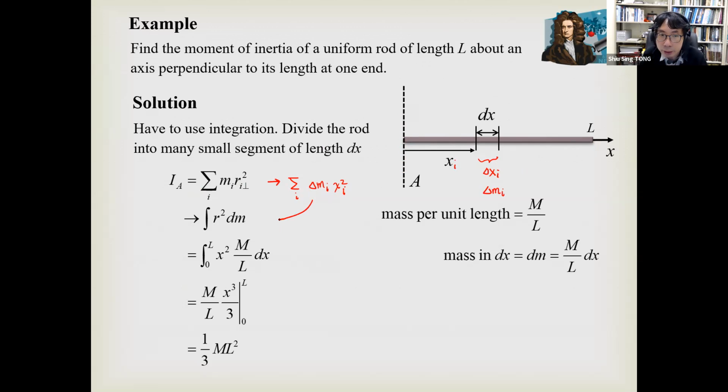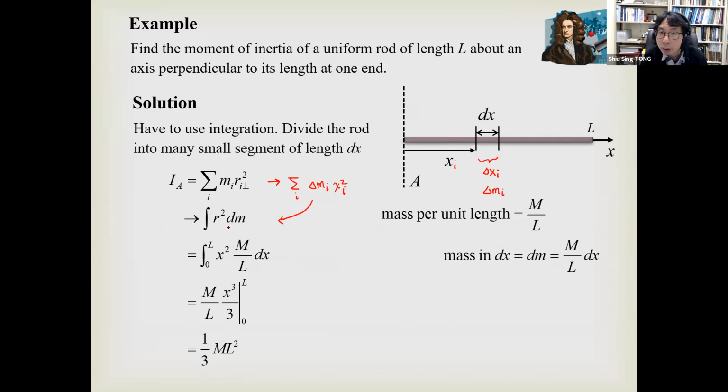Now, imagine what will be the case if I change to the continuous limit. It will become like this. In the continuous limit, the delta m will become dm, and the x squared here will become r squared, or you can simply call it x squared, because we only have the x-axis in this case. So it becomes x squared dm, or r squared dm. Doesn't matter. It's just this distance.